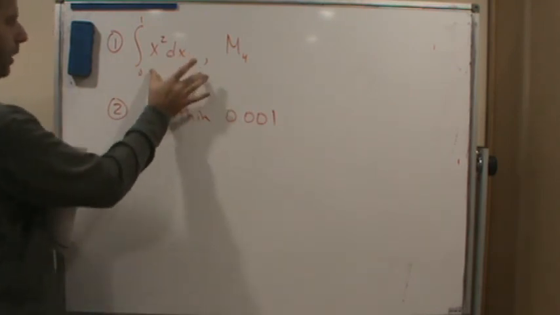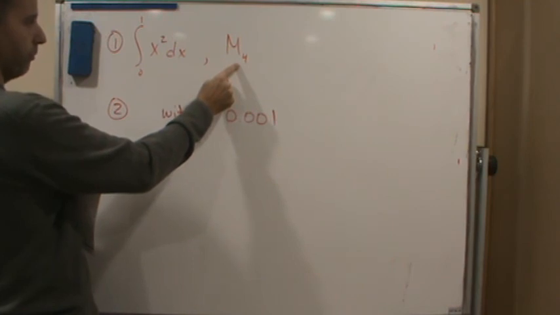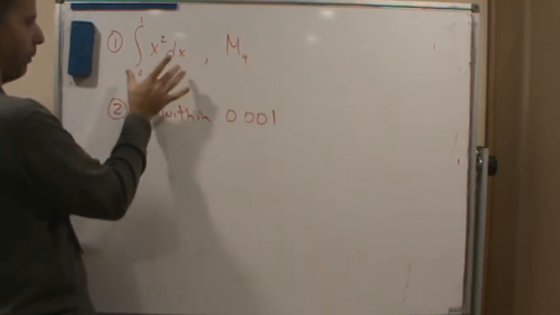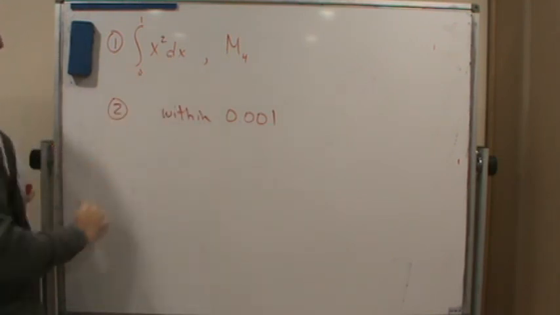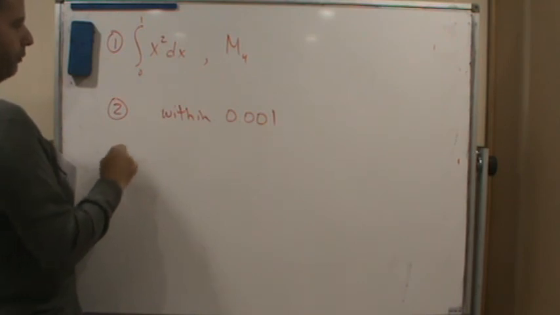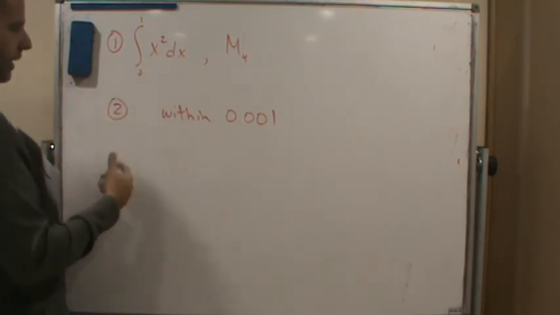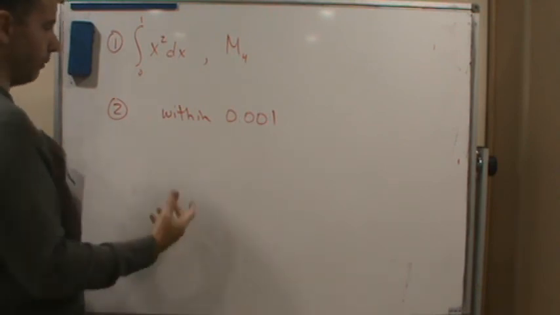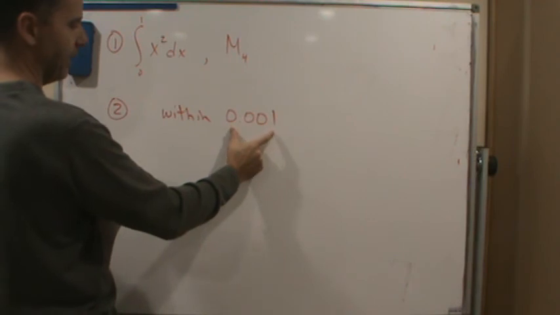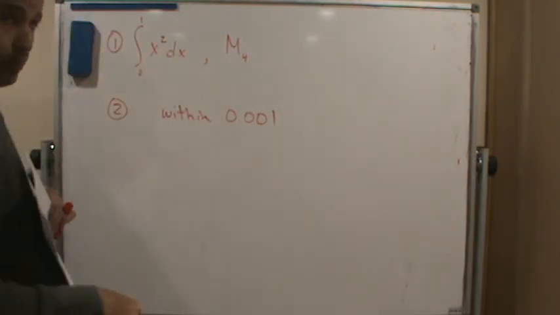So part 1 is, find M4, using the midpoint rule with 4 subintervals. I want you to find the maximum error bound for estimating this integral. That's 1. 2, then, using the midpoint rule, I want you to find the number of subintervals. I want you to find n such that the error bound will be within 0.001.